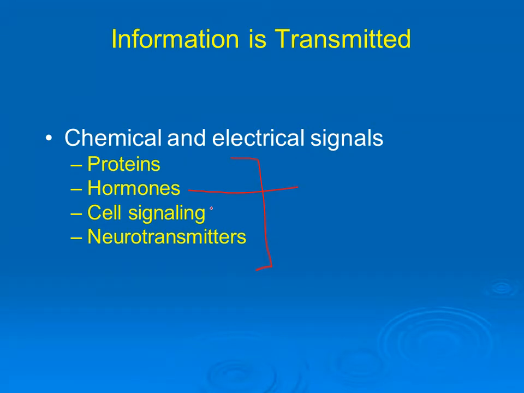Cell signaling, you can kind of think of as cell-to-cell communication. These 2 cells here can actually send signals to each other and communicate through each other. And then neurotransmitters are chemical signals that are released from nerves. That's what the prefix here refers to, released from one nerve to the next.